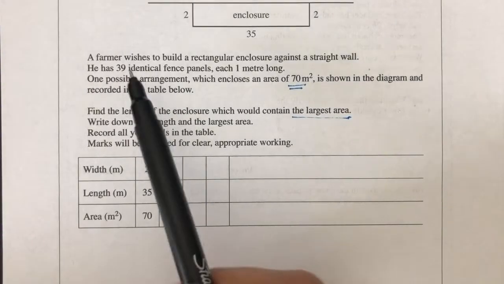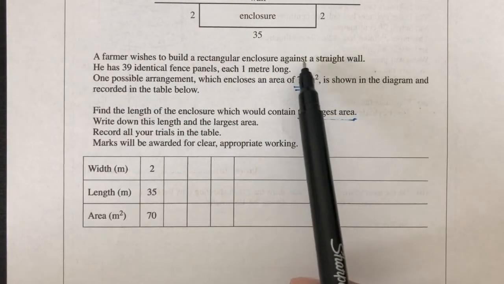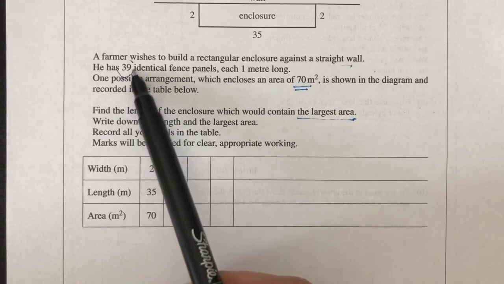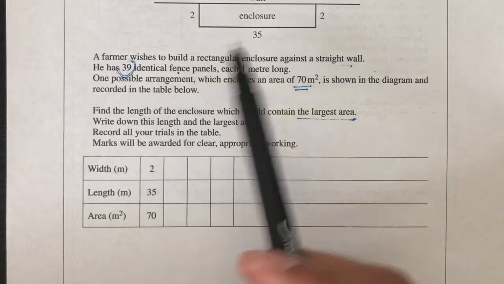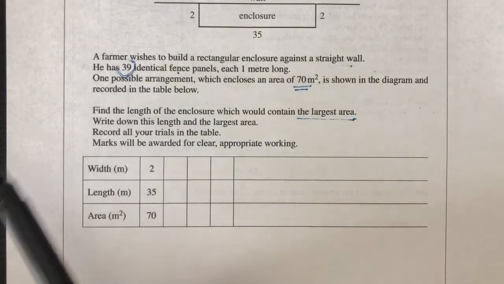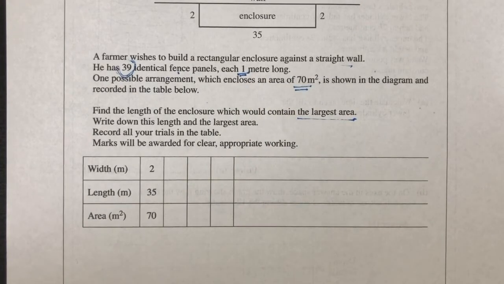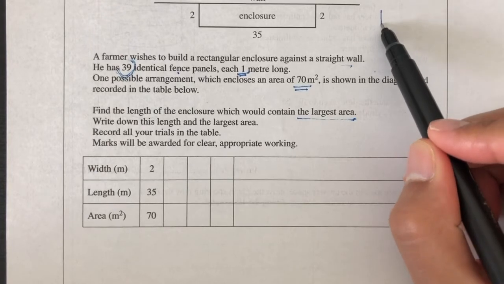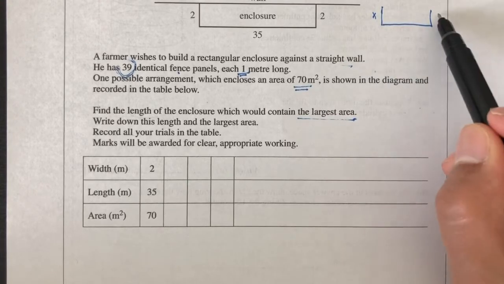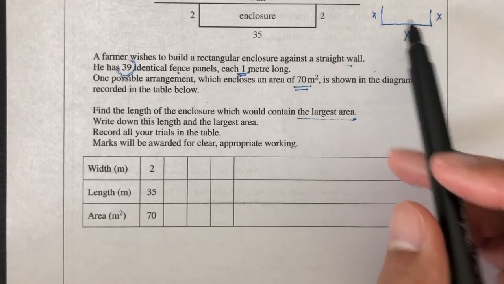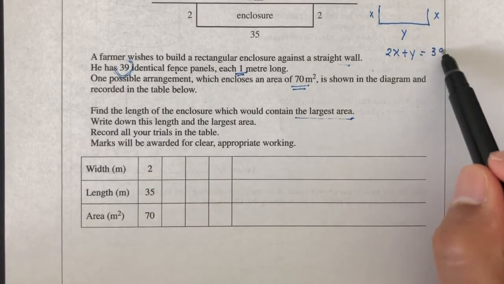Let's see how many panels he has. He wishes to build this enclosure against a straight wall. He has 39 fence panels. So it means that if you add 35, 2 and 2, it needs to become 39. Each is 1 meter long. So let's see how you can do that. You have to add x, x, and y, so 2x plus y is equal to 39.